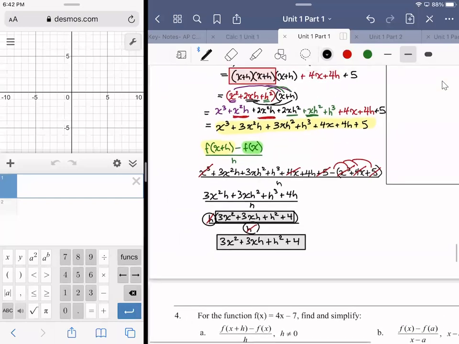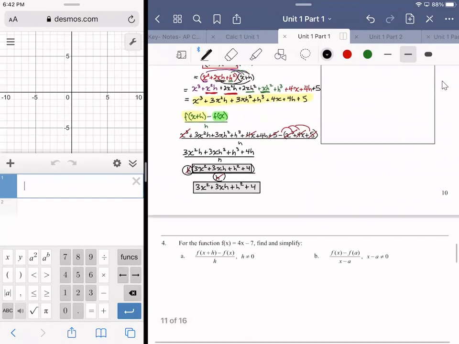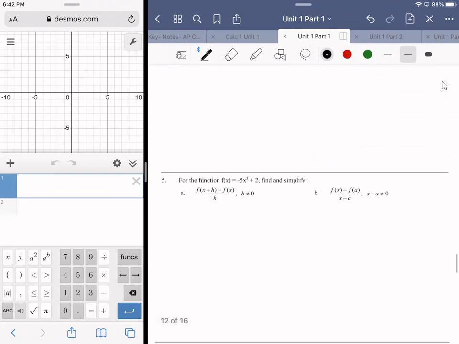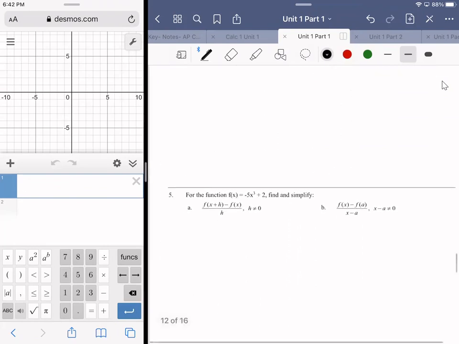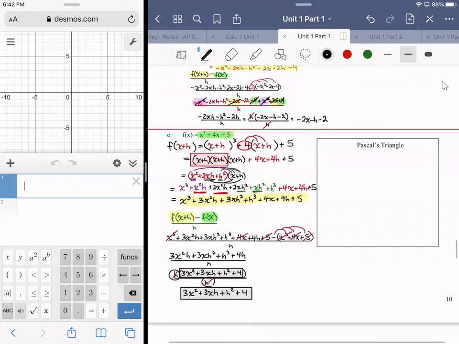All right. So this next little bit here is related to something called Pascal's triangle. Like I said, it's not the kind of thing that you would necessarily think to do for this problem, but, and I'll show you, I do have another problem that involves a cube on the next page, so there is value to it.